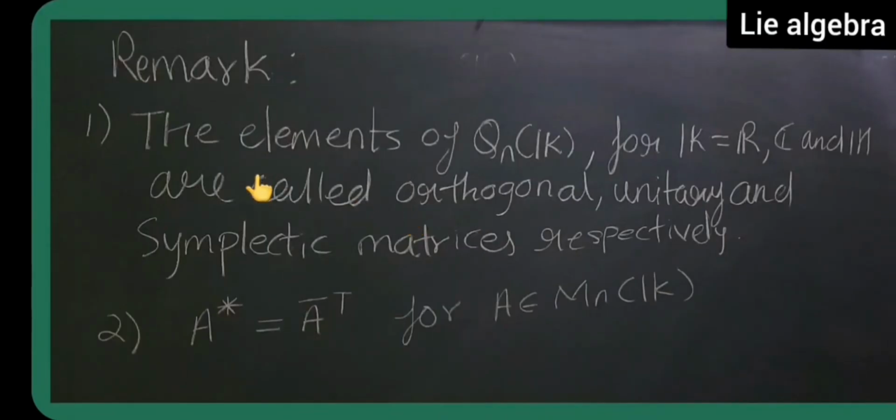Here is the remark. The elements of Qn of K for K equal to R, C and H, where R is real, C is complex, H is Hamilton, are called orthogonal, unitary and symplectic matrices respectively. For R we call it orthogonal, for C we call it unitary, for H it is symplectic matrices respectively. And this is denoted by A star is equal to A bar transpose for A belonging to Mn of K. This is the remark which you all have to take.